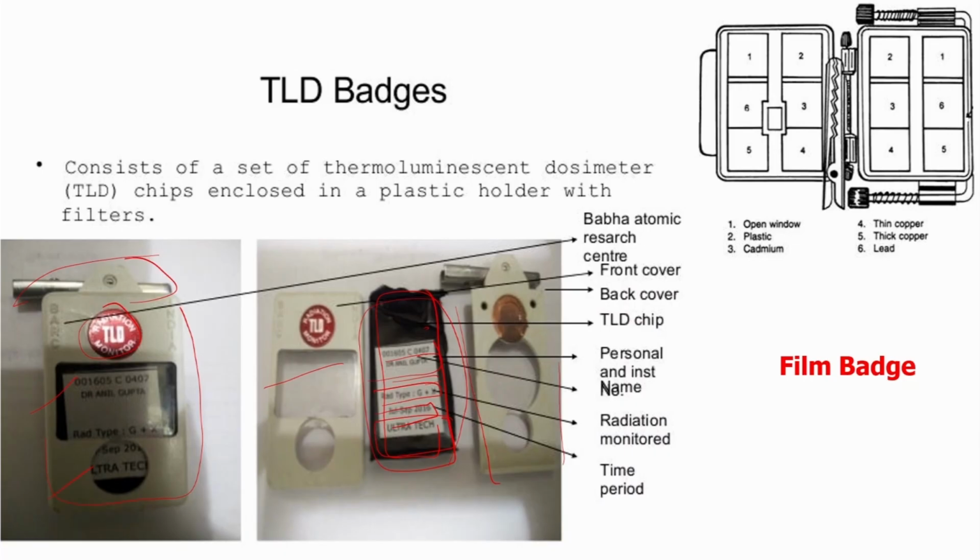In this case, the TLD badge has only 3 windows. The first window is this copper window, another window is a perspex sheet, and the third is the open window. So you can measure from alpha particles to low energy beta particles, high energy beta particles, low energy X-rays, and high energy X-rays. All these can be measured by this material.